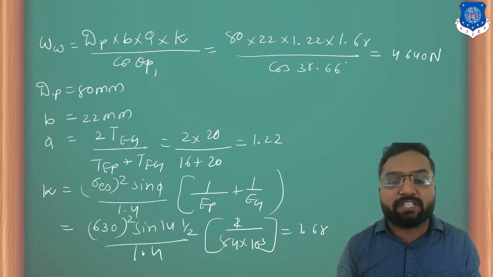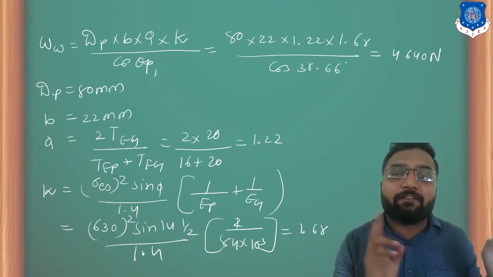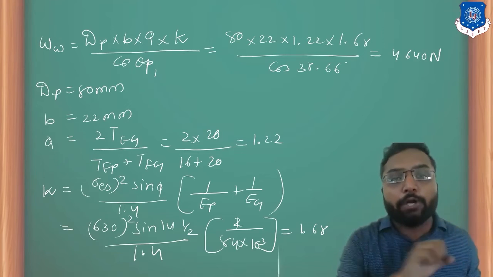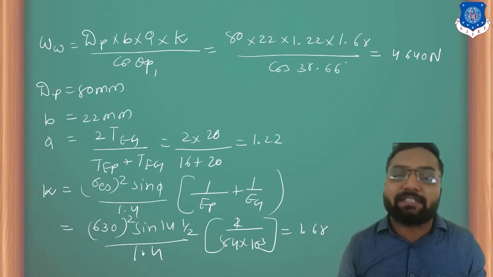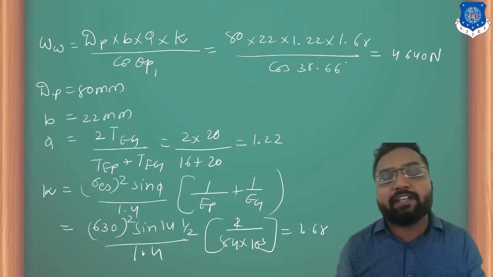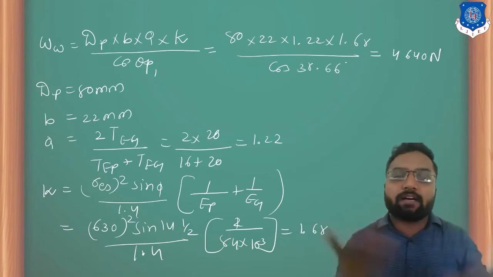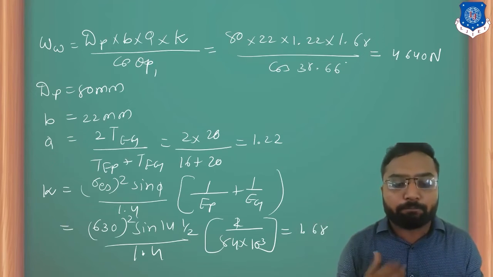Face width value, which is 22, is a value which we can take from the design data book for a particular number of modules for a particular material. So this 22 comes from the design data book, which is 22 for this material and module 5. Now let's recap the whole example once again.